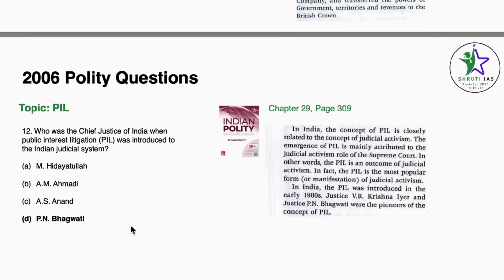Now coming to the last question for today's video. The topic is public interest litigation, which is chapter 29 in the Lakshmikanth book. So on page number 309 in the second paragraph, last line, we can see that in India the PIL was introduced in the early 1980s. Justice V.R. Krishna Iyer and Justice P.N. Bhagwati were the pioneers of the concept of PIL.